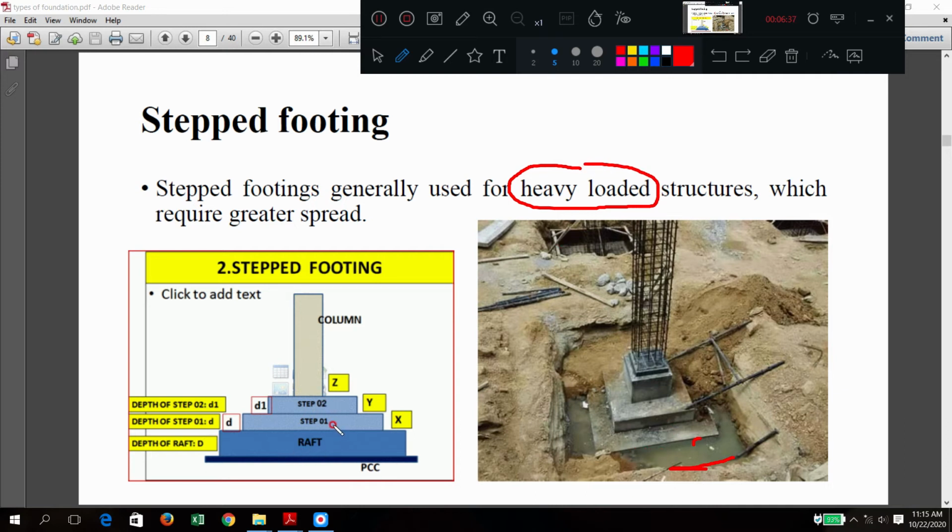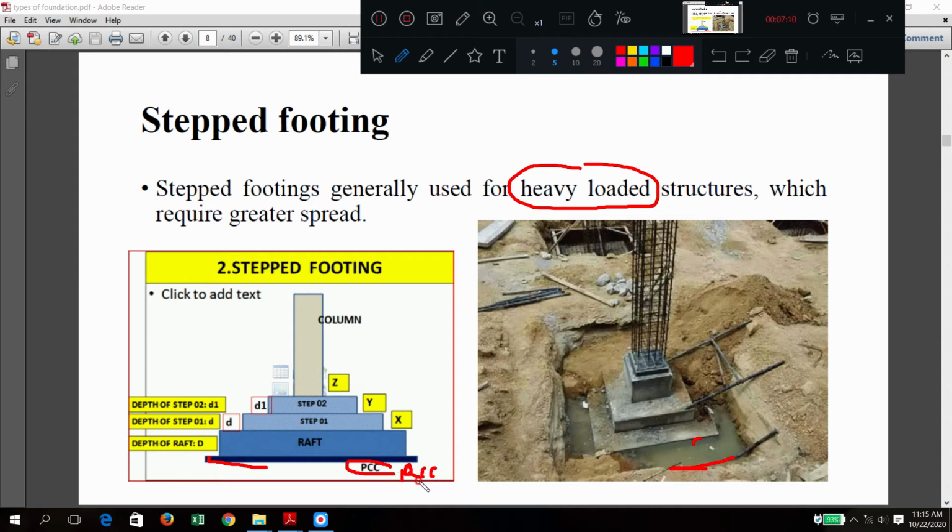So for a heavily loaded structure, the load is spread like this. You can also see the bottommost is called the raft, then step 1, step 2. After excavation and before the footing, there is one small layer. What is this? PCC stands for plain cement concrete, which means no steel or reinforcement. If steel is provided, then instead of PCC we call it RCC.